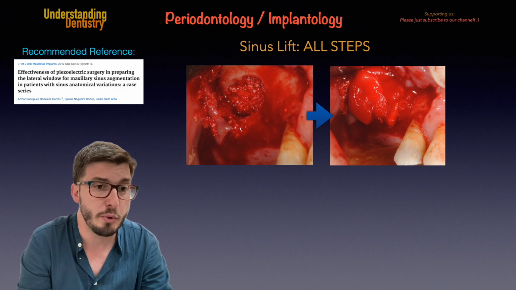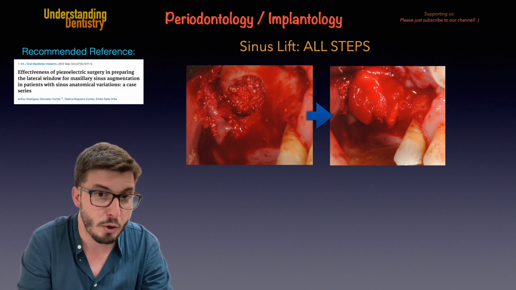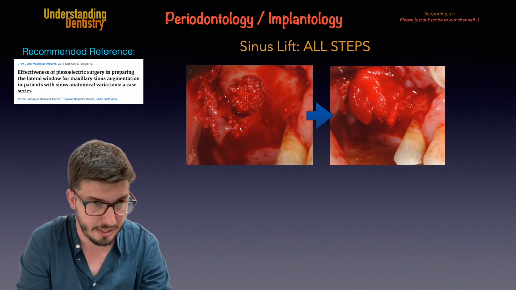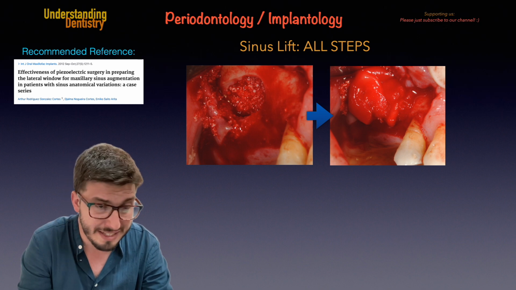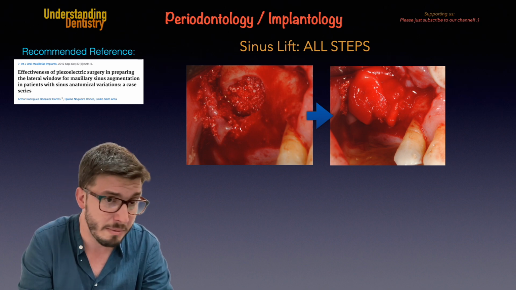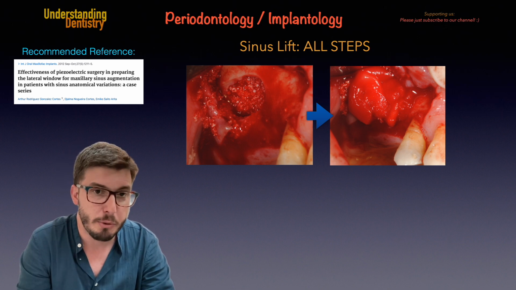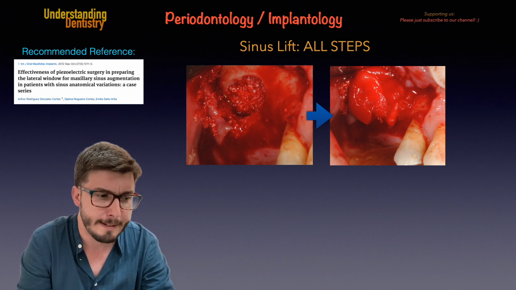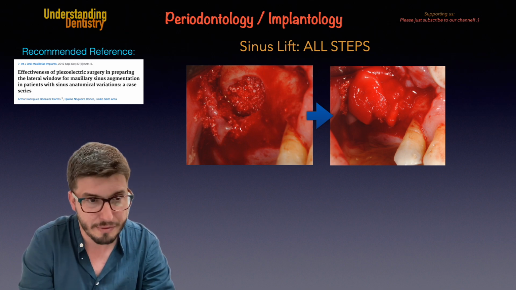Then after you fill this window, you would proceed with a collagen membrane to close the window, okay? And this is very important because if you need to reopen the window, the collagen membrane is so much easier to reopen. So this would be the correct procedure, even to prevent soft tissue from getting into this grafted area.